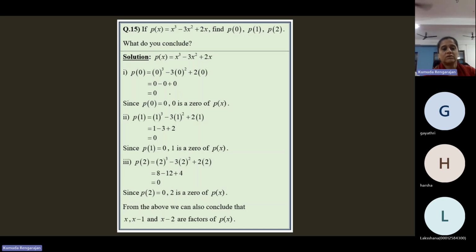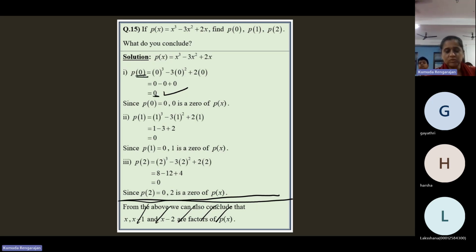Do you see here? P of 0 is 0. That means the conclusion, see, this is just a further conclusion. I'm not saying don't write this, but this is the answer. This is enough. P of 0 is 0. So what do you conclude from this? Since P of 0 is 0, 0 is a 0 of P of x.